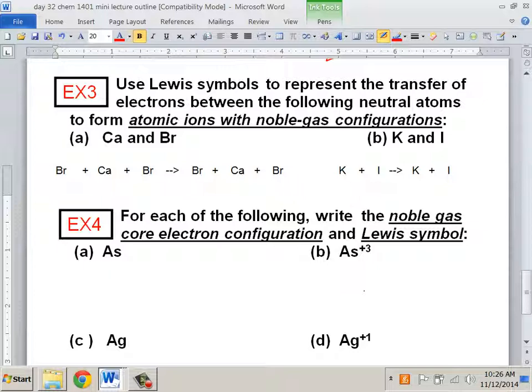First, just start out by writing the Lewis electron dot symbols for the reactants. They're all neutral, so that means just bromine atoms and calcium atoms. Start with that, and then we're going to be moving electrons around. The reaction will show you. So 2 bromines are reacting with 1 calcium.